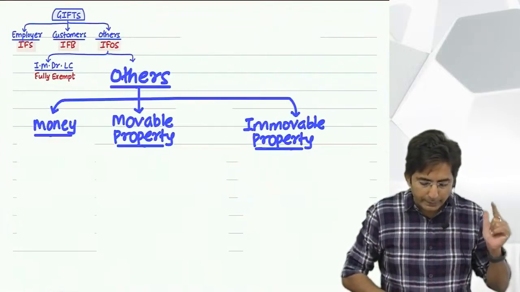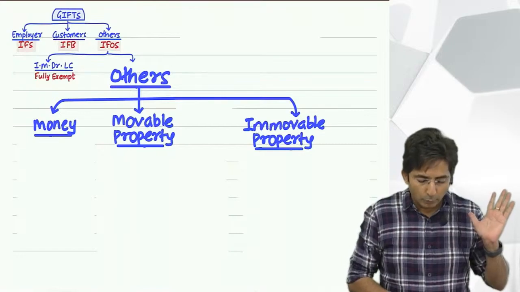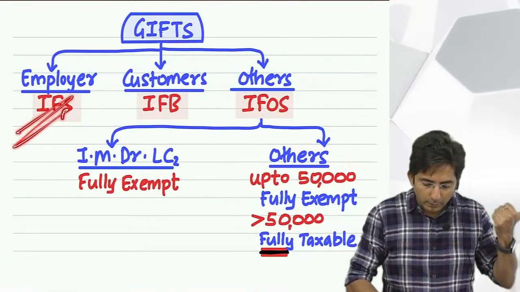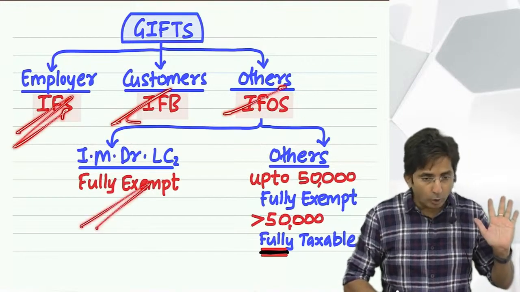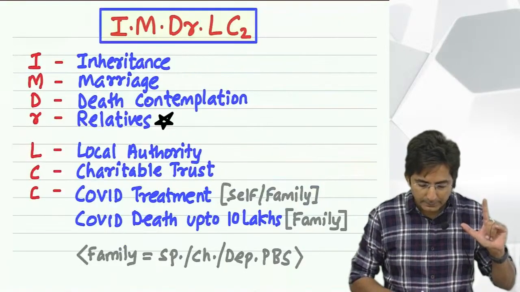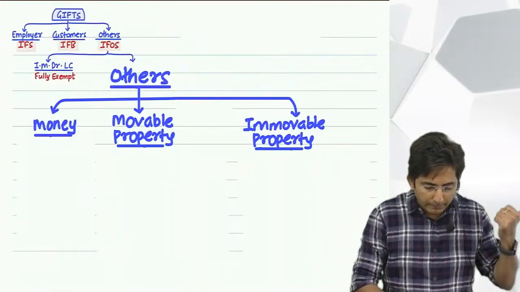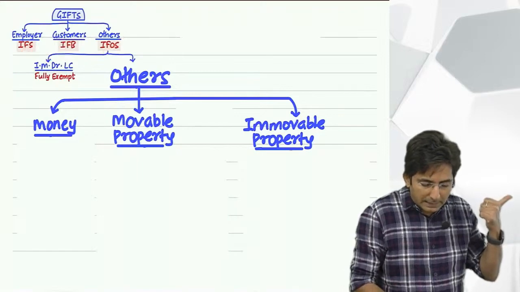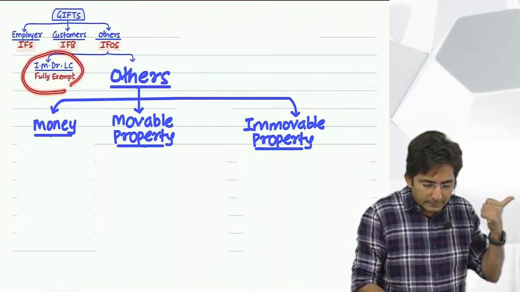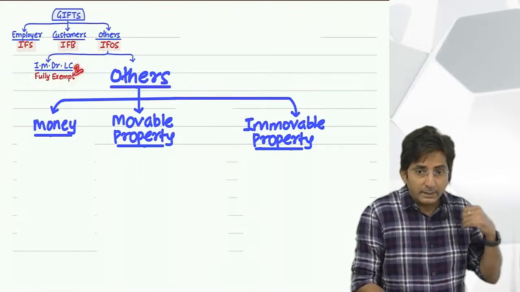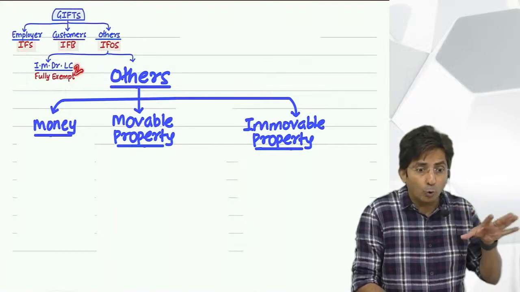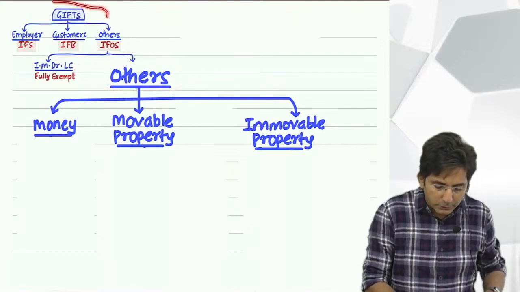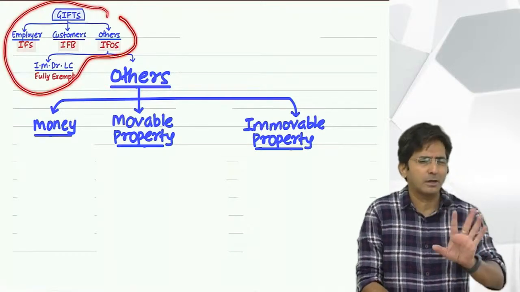See this same drawing, I have drawn it again. You want to see it is same or not? Check. Employer, customer, other. I am Dr. LC, okay? Check this. Same thing I have drawn here. Employer, customer, others. This is I am Dr. LC. In C, there are two C's. One is belonging to charitable trust, other is related to COVID. Okay. And then others. You know, this I have reduced in size because this I have taught now.